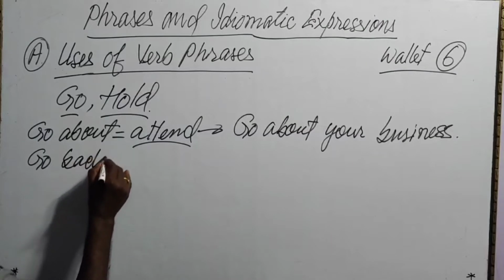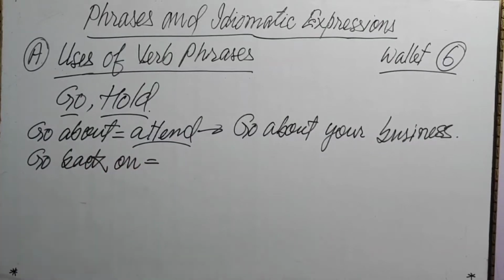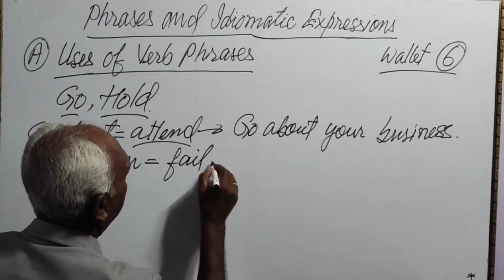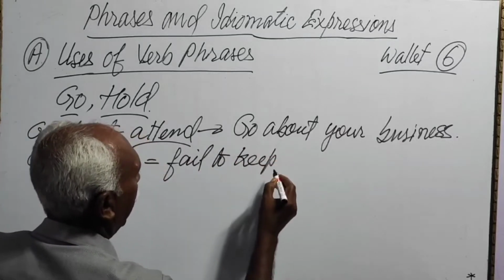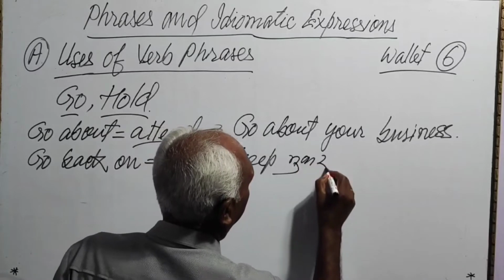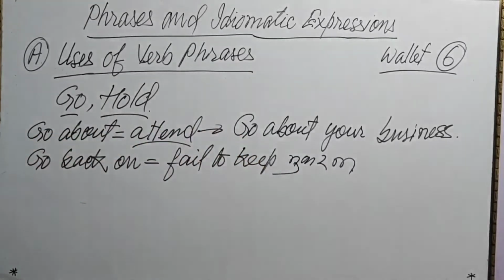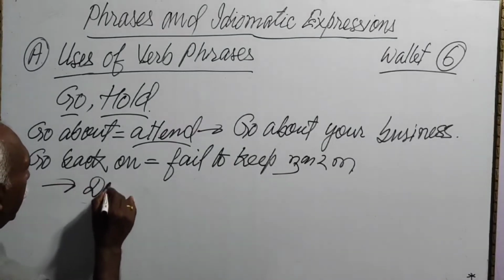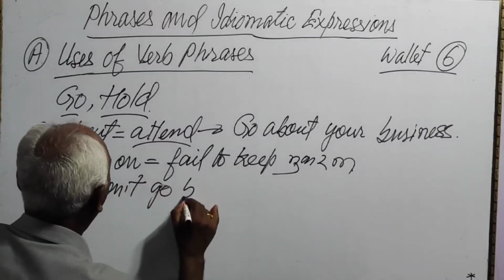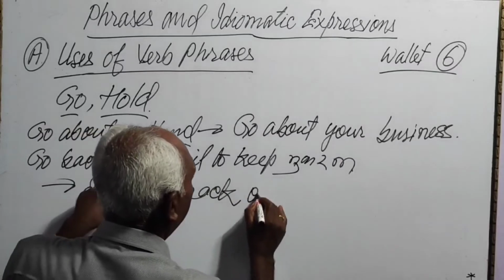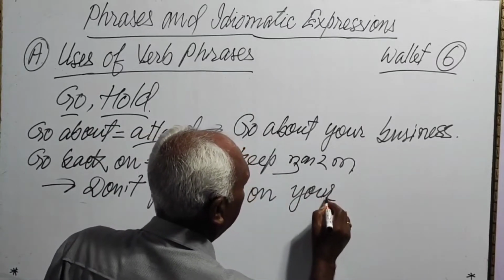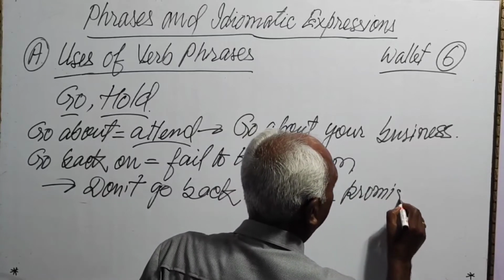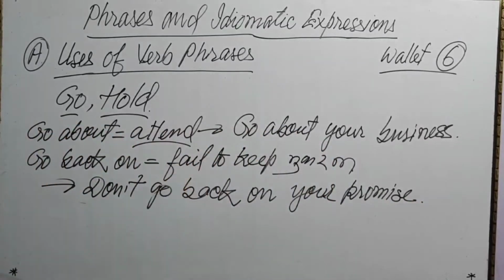Go back on, that means fail to keep, मुकरना, मुकर जाना. Don't go back on your promise. अपने वादे से मुकरो नहीं. Fail to keep. Go back on, that means fail to keep.